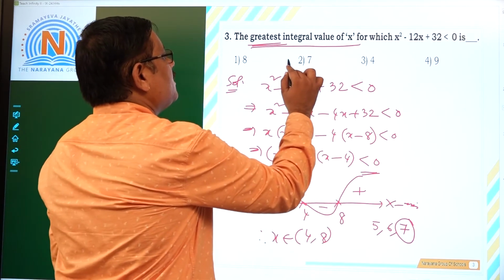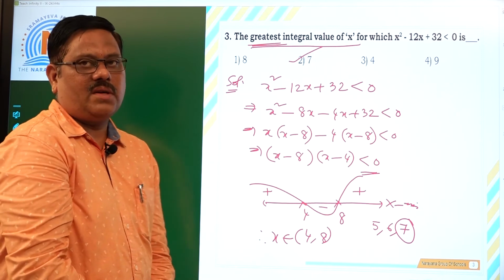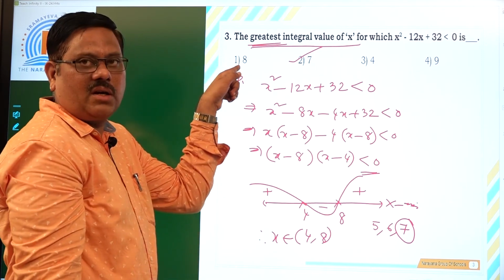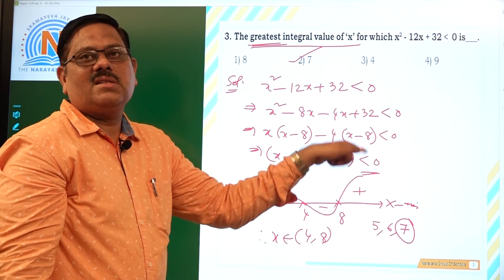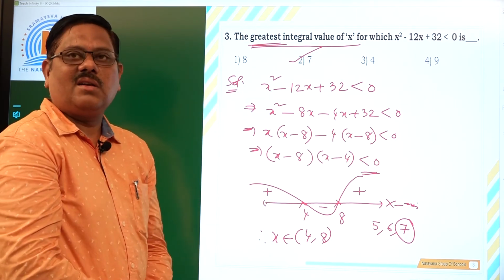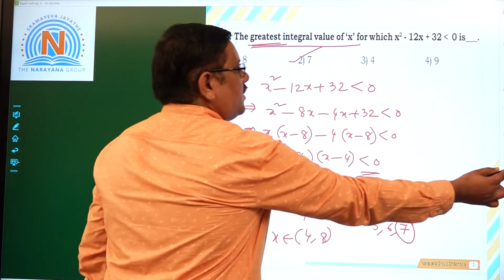So in the given options, second option is the right answer for us. Okay. Here 8 is also given for confusion's sake. Don't include 8 because it is only less than inequality. As it is less than, you should not take 8 into consideration. Okay. Now we'll move to the next question.